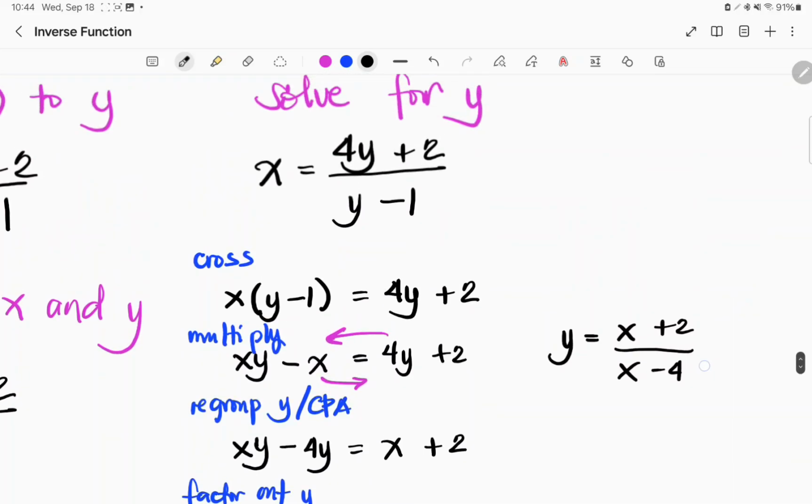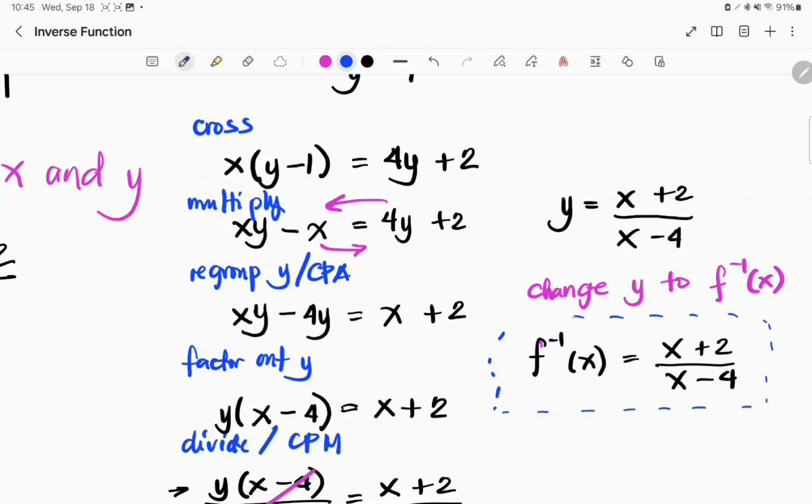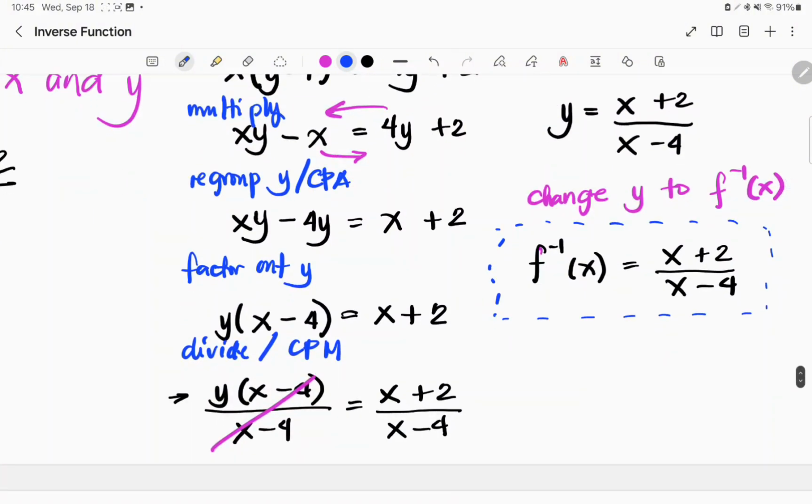And for our last step, we have to change y to f of negative 1 of x. So our final answer is f of negative 1 of x is equal to x plus 2 over x minus 4, which is also a rational function. So we can get the vertical asymptote, horizontal asymptote, x-intercept, y-intercept, range, and domain, and we can also graph this inverse.